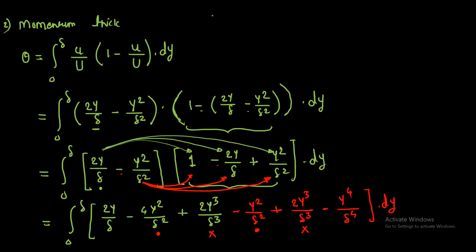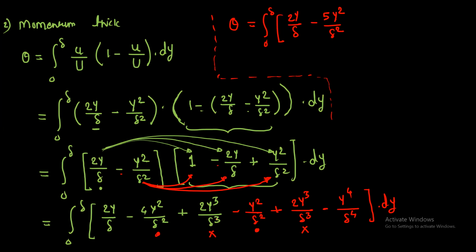So after simplification, we will get theta equal to integration 0 to delta. In the bracket, the first term will remain as it is, 2y upon delta, minus 4y square by delta square, and y square by delta square. So minus 5y square by delta square.